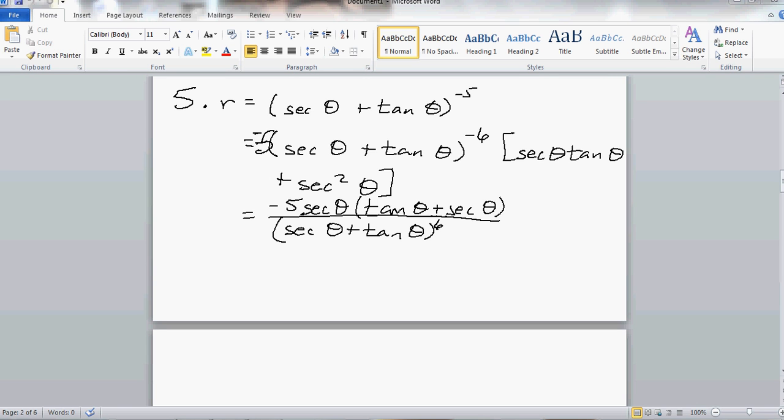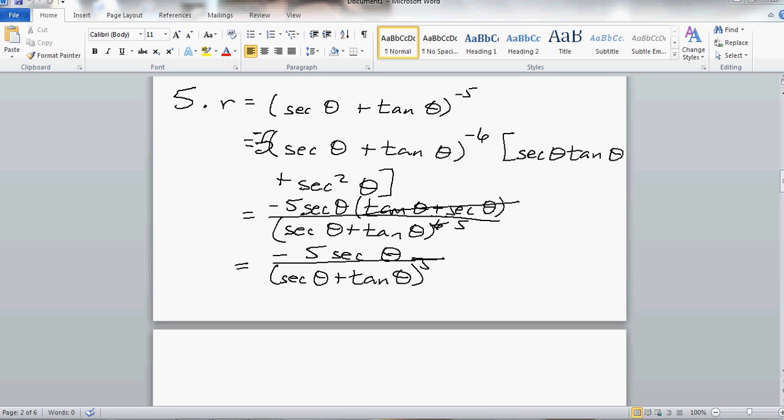Now, notice what happens here. We have secant of theta plus tangent of theta raised to the 6th power in the denominator, and we have secant of theta plus tangent of theta in the numerator. So that means one of these will cancel with one of these. And so our final answer becomes negative 5 secant of theta over the secant of theta plus the tangent of theta, the quantity raised to the 5th power. And there is the final answer.